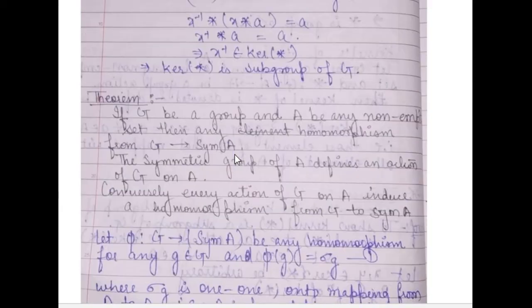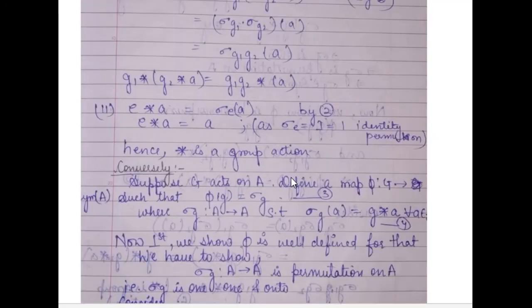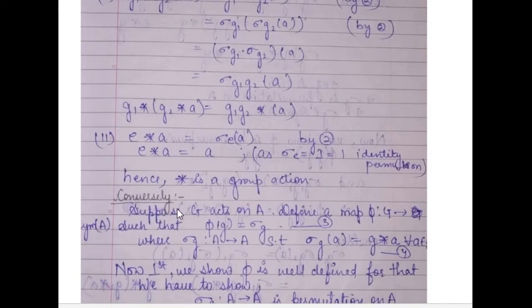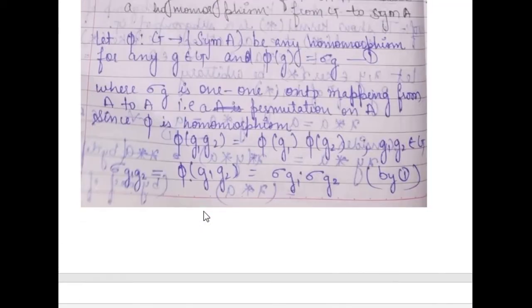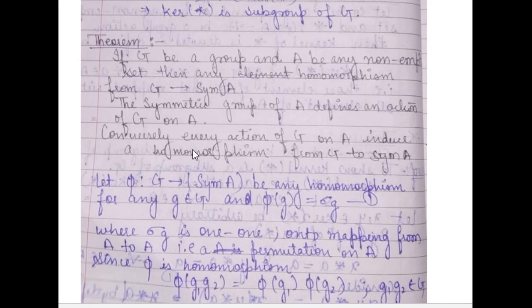So we have proved the first part of the theorem, which says that if G is a group and A is a non-empty set, then any homomorphism from G to Sym(A), the symmetric group of A, defines an action of G on A. Now we have to prove the converse part. The converse part is that every action of G on A induces a homomorphism from G to Sym(A).